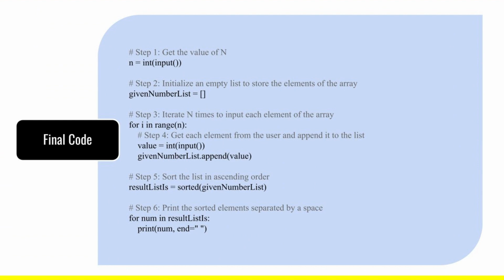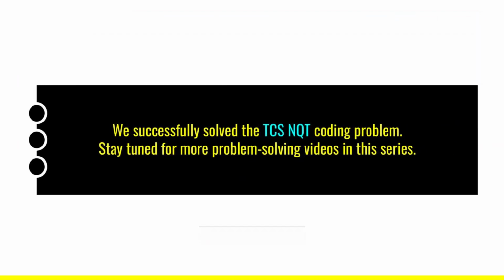Now, let's take a look at the final code. In step 1, we get the value of n from the user, initializing an empty list to store the array elements. Moving to step 3, we use a loop to iterate n times, capturing each element and appending it to the list. Step 5 sorts the list in ascending order, and in the final step, we print the sorted elements separated by a space. This concise and well-structured code efficiently solves the TCS-NQT coding problem. We've successfully solved the TCS-NQT coding problem.